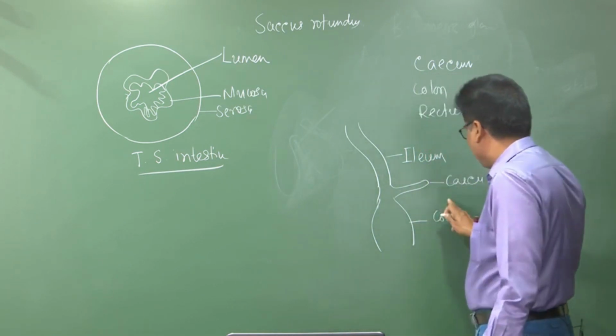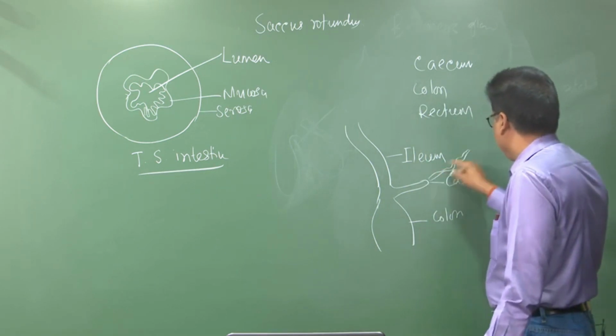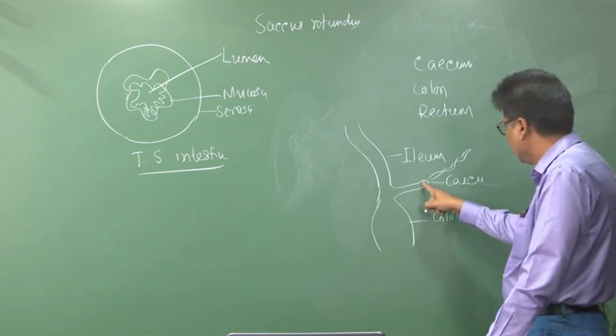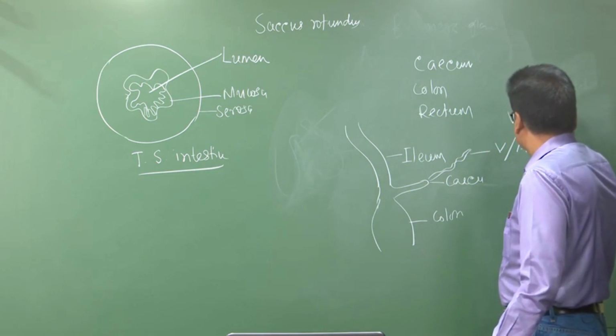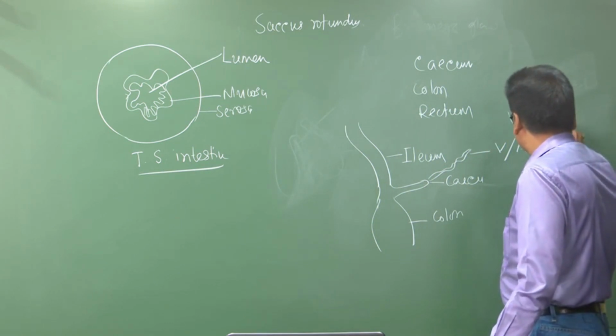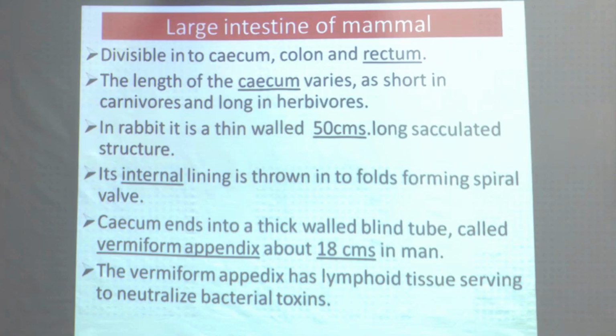Now in case of mammal, this cecum also contains one additional structure that is known as vermiform appendix. This is attached to the cecum of mammal. So the cecum ends into a thick walled blind tube that is called as vermiform appendix. This measures about 18 centimeter in case of men. The vermiform appendix has lymphoid tissue serving to neutralize bacterial toxin.